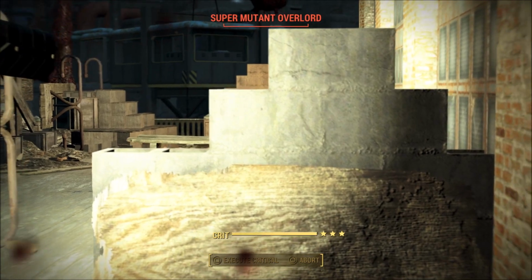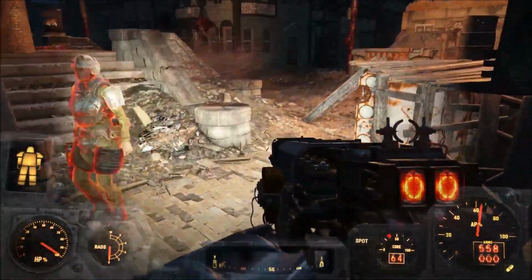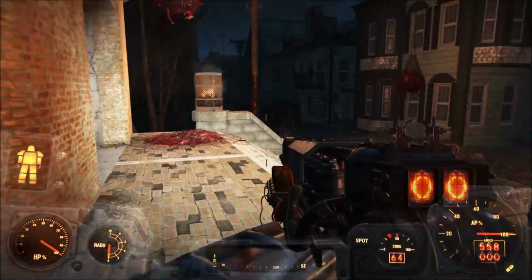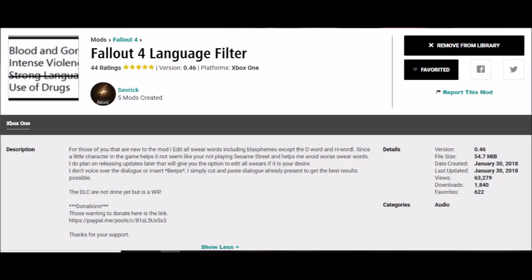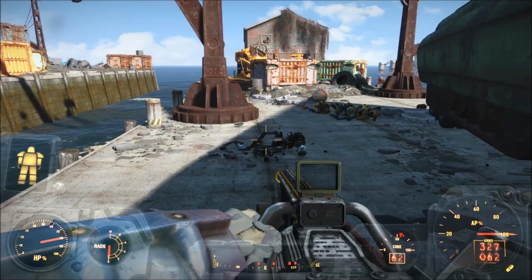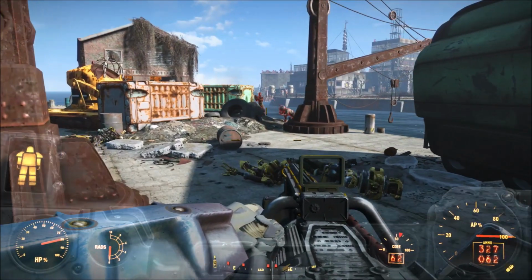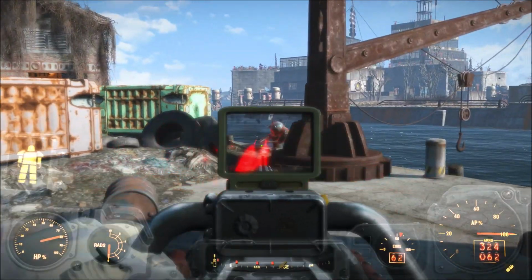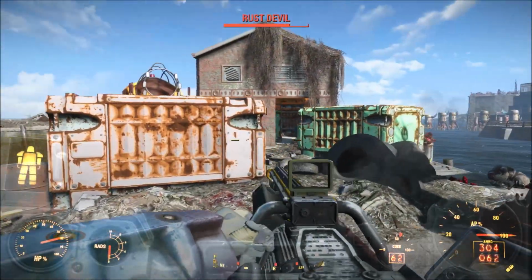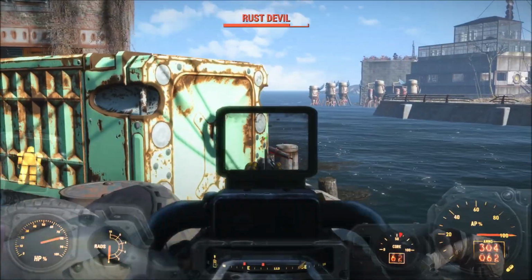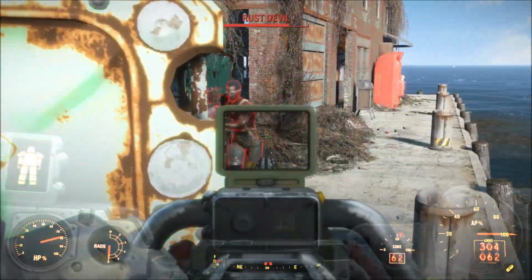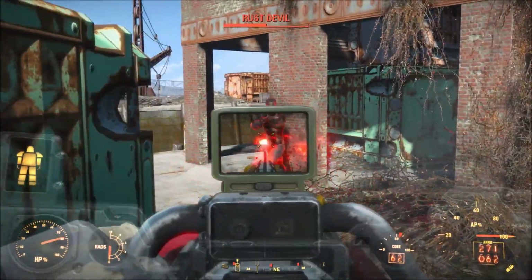So here is our first mod that I'm going to talk about. It is the Fallout 4 language filter. Now you can find this on Bethesda.net, and it is for your Xbox One. And what it does is it effectively removes all the swear words from the game, except for the words damn and hell. Those words are still left in the game.